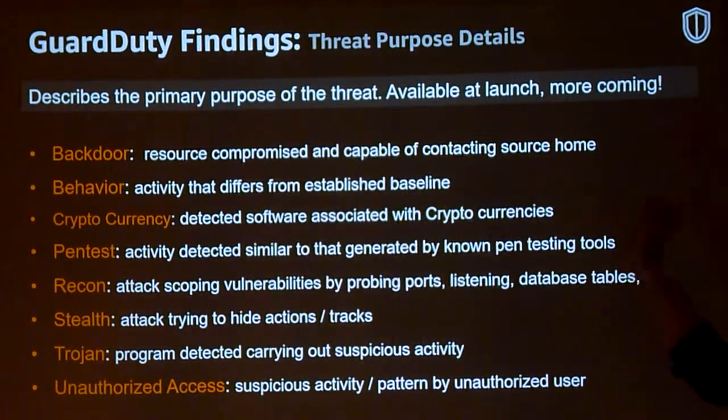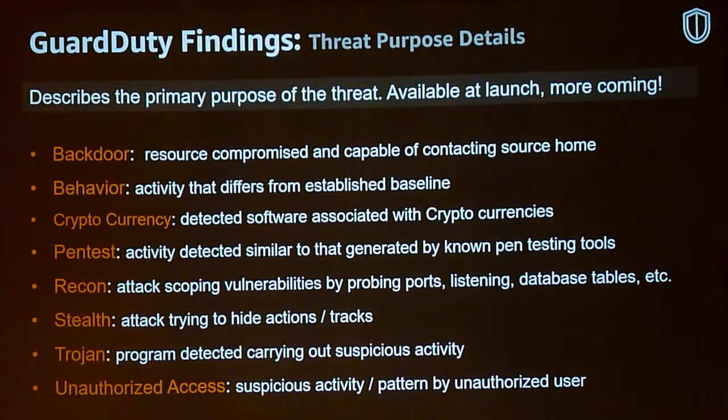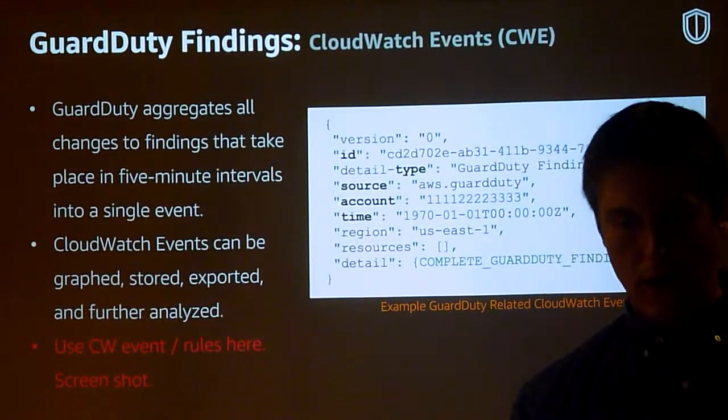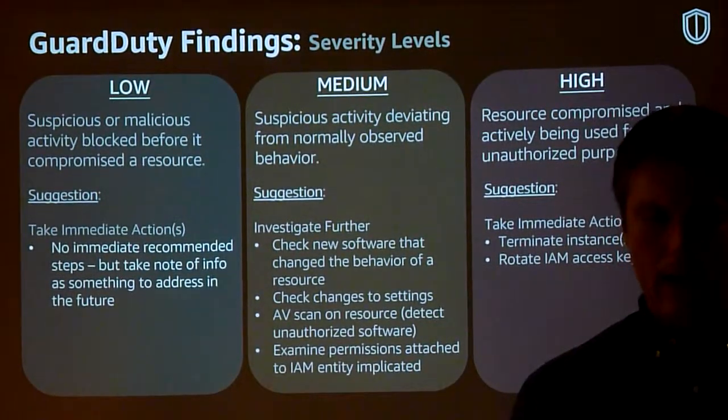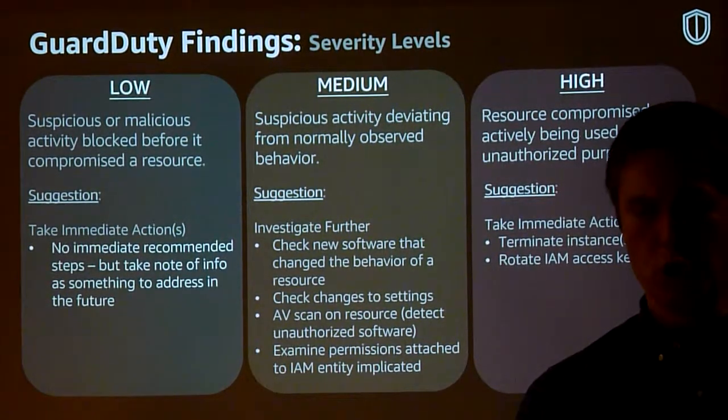These are the main findings: backdoor behavior, where you need to set up a baseline, cryptocurrency, pen testing, recon against EC2 and IAM, any kind of stealth. The example I gave you before was using DNS for data exfiltration, Trojans, detection of the Trojans on EC2, and then, of course, unauthorized access. I'll give you findings of low, medium, high. The findings tell you how important it is, and how much you should worry.